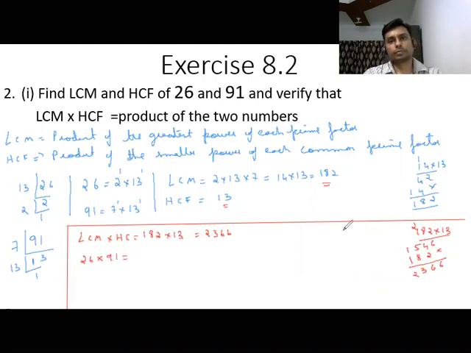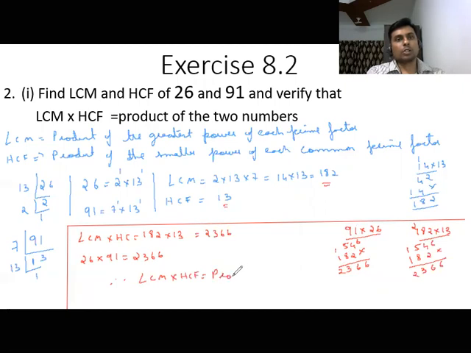Now the product of the two numbers, 26 into 91. Multiply this now. 91 into 26. 6 1s are 6. 6 9s are 54. 2 1s are 2. 2 9s are 18. So this is 6, 6. Again 13, 2. 2 3 6 6. Therefore LCM into HCF is equal to the product of the two numbers.